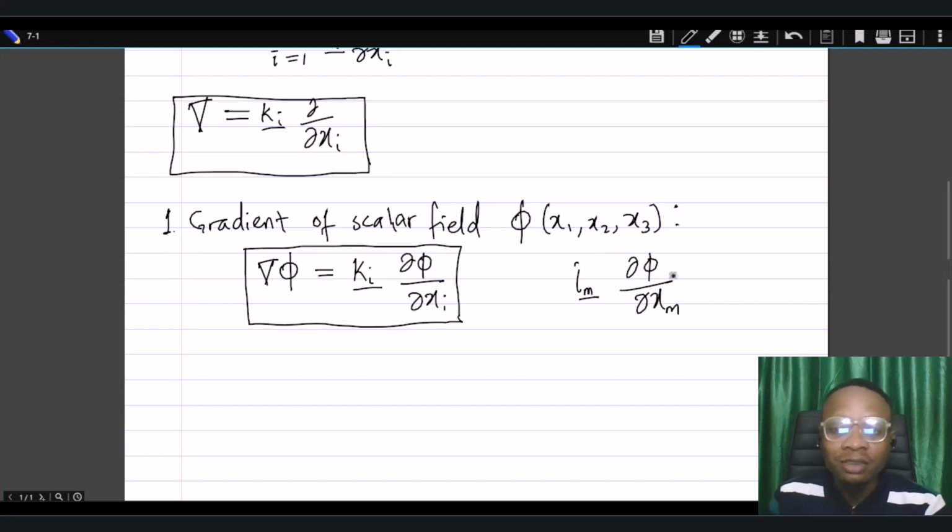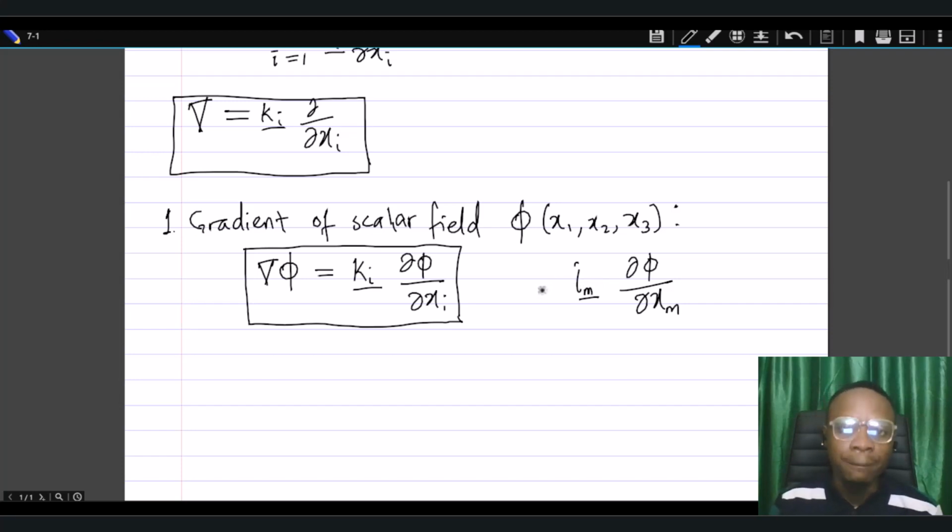So it makes no difference. It expands out the same way and it gives us the same thing. If you expand this, you will get I1 del phi del x1 plus I2 del phi del x2 plus I3 del phi del x3, which is exactly the same thing as this, except that we are using K instead of I. So that is exactly what that means.